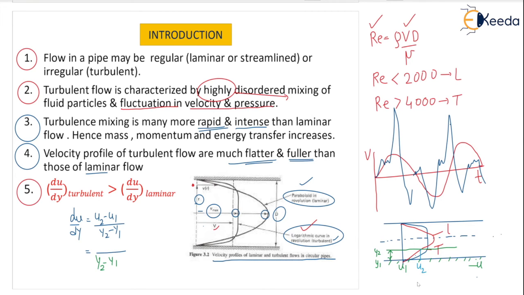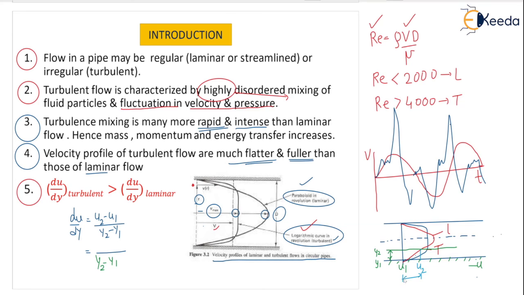So u2, can you see here? I have drawn a vertical line. So this u2 is definitely for which flow? Turbulent or laminar? Correct. Look at this. It is intersecting at the laminar flow. Correct. So u2 minus u1 is laminar flow from here to here.